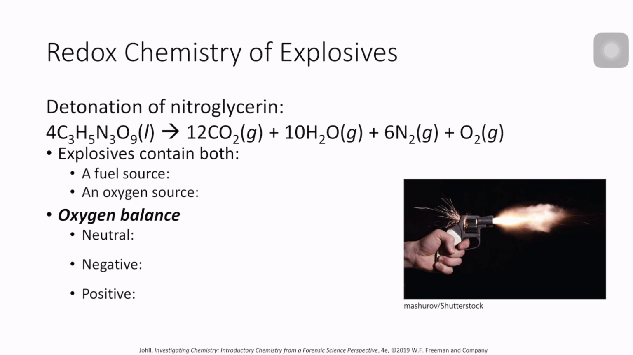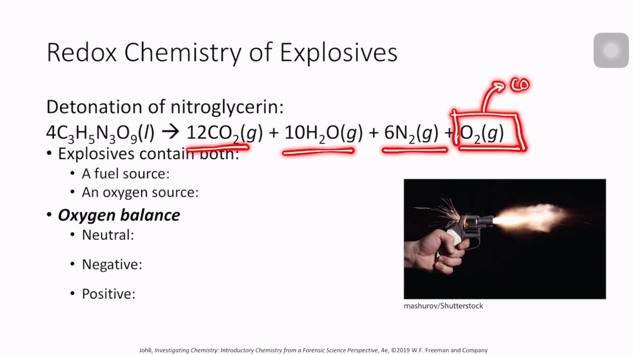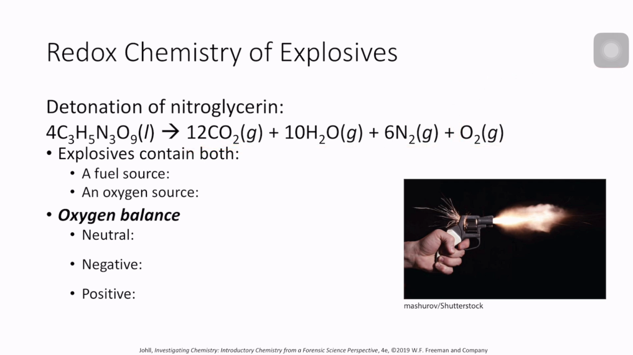Here is the detonation of nitroglycerin. So nitroglycerin is an explosive and it produces carbon dioxide, water, nitrogen gas, and oxygen gas. And we already know that oxygen gas is flammable because we've seen this in combustion reactions. It is necessary for combustion reactions.